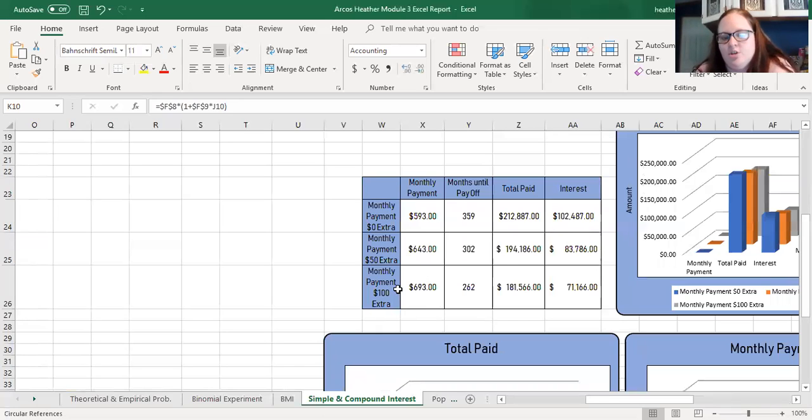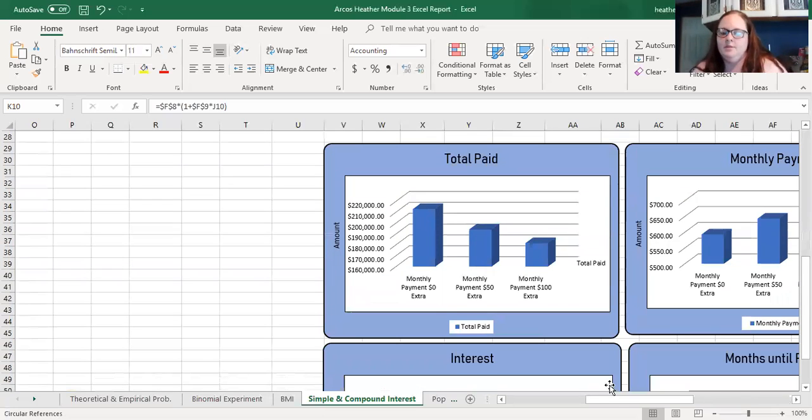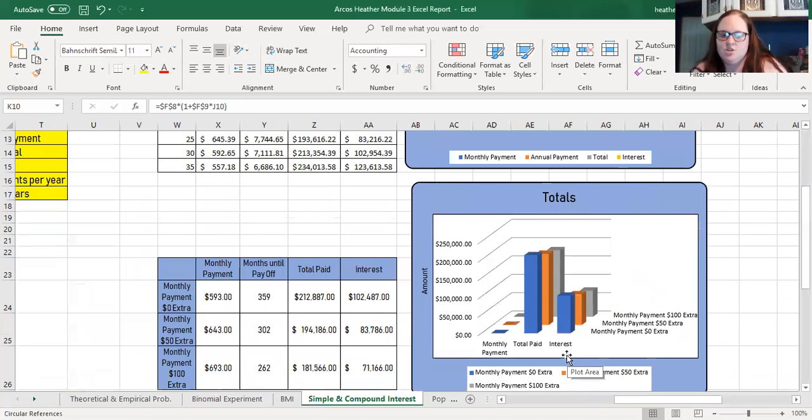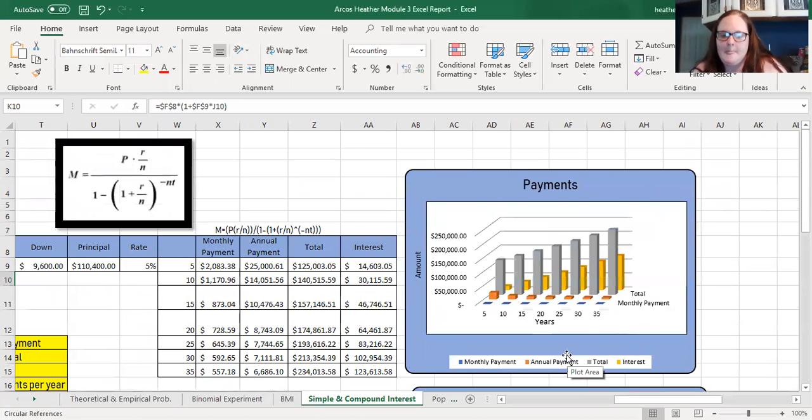If you can, I would definitely choose to do this. You pay the extra $100 a month on your payment, and it cuts down the months that you have to pay quite a bit. Your total paid is less and your interest is less. So that is definitely worth it if you can afford to do that. And these are just our charts explaining all of that.